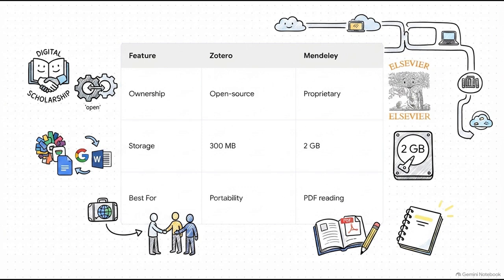On the flip side, if you want something proprietary but super straightforward out of the box, Mendeley offers a generous 2 gigabytes of free storage. Owned by Elsevier, it integrates beautifully with Microsoft Word, has a really clean default interface, and a great central notebook feature. It's best for quick setup and seamless PDF reading. Both are excellent. You just have to pick what aligns with your priorities.